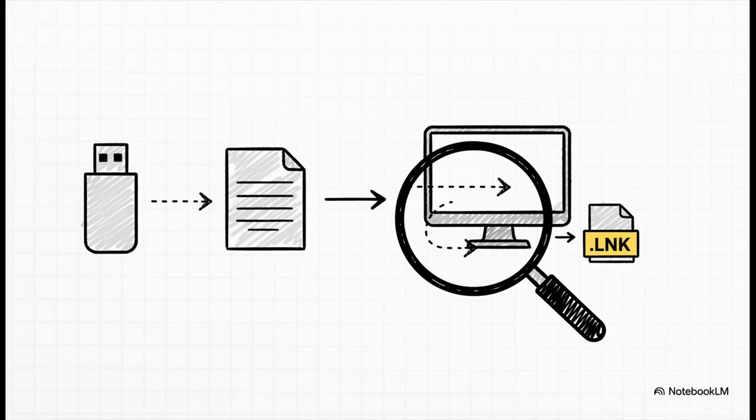Okay, clue number 2 comes from these little things called LNK files. So when you open a file, Windows often creates a tiny shortcut file for it. And this little file is an absolute goldmine for investigators because it records the original location of the document. So if a file named project_alpha was opened from a USB drive, the LNK file will say so.